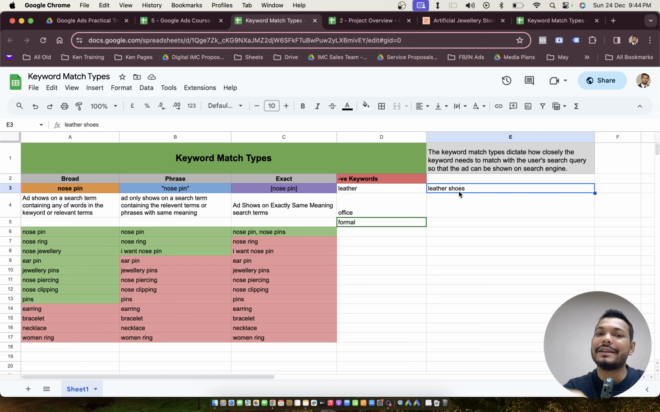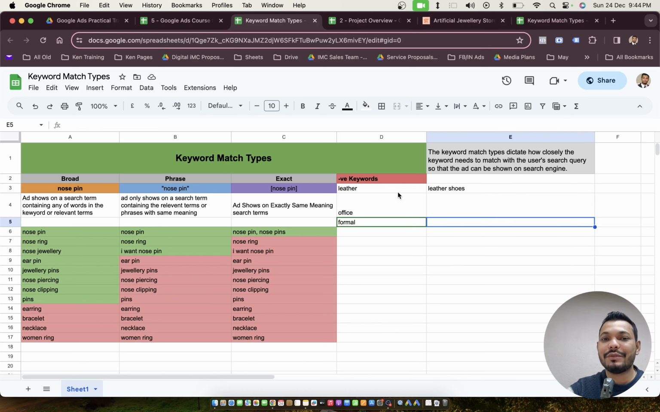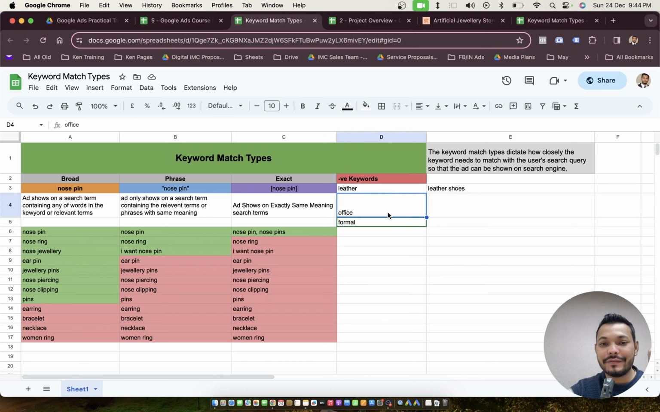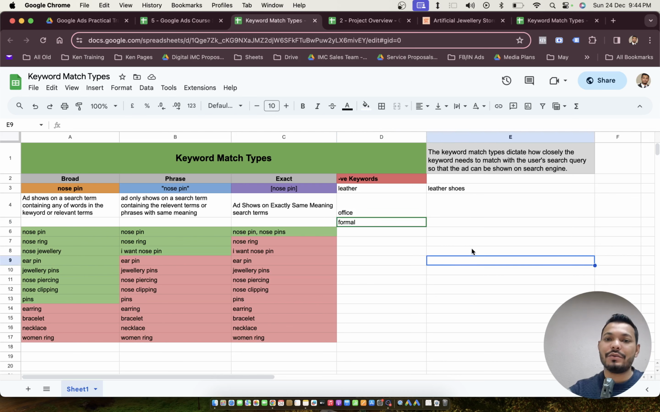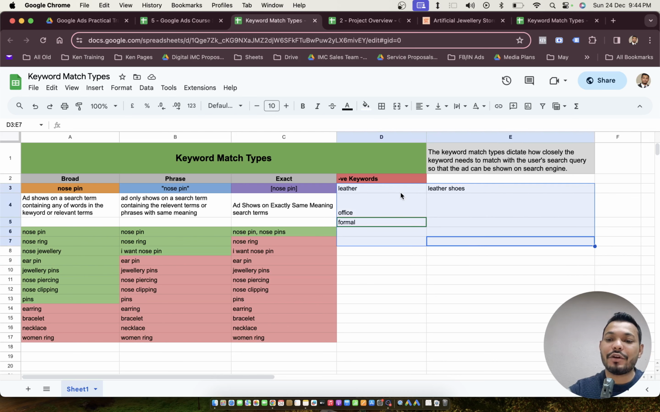So I have this tendency or habit of adding all the negative keywords as single word keywords because I just don't want to get confused myself. I simply want to block anything that contains the word leather, anything that contains the word office, or anything that contains the word formal.